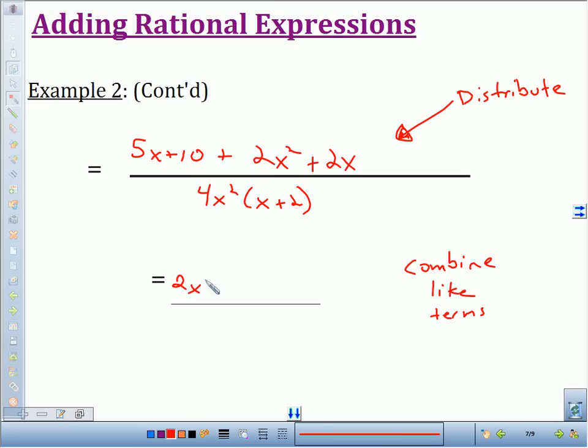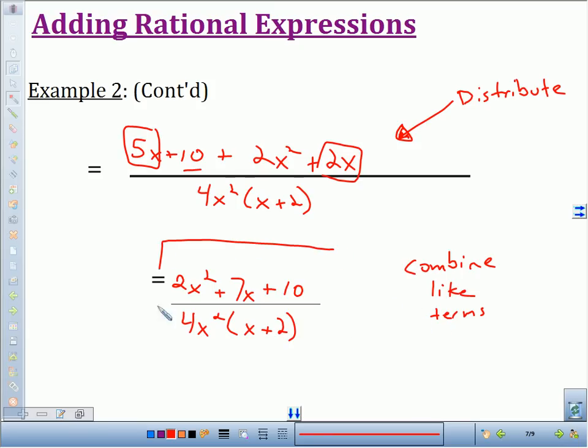I have 2x squared plus 7x plus 10 over 4x squared times x plus 2. Now at this point, I would need to simplify by factoring and then seeing if anything cancels out. But I can tell you right now that nothing would cancel out because 2x squared plus 7x plus 10 is not factorable. 2 times 10 is 20, and there are no factors of 20 that add up to 7.